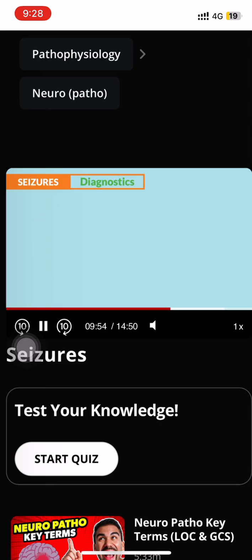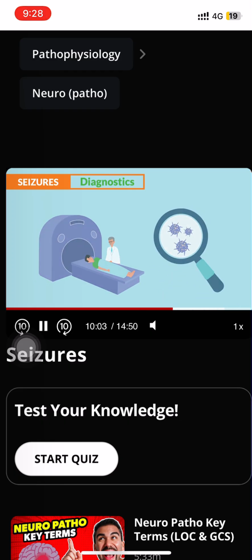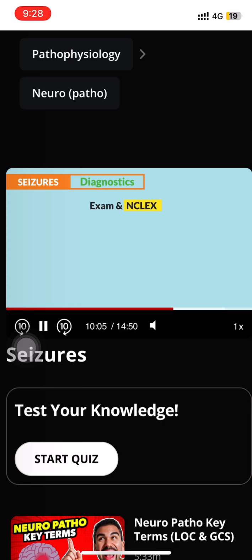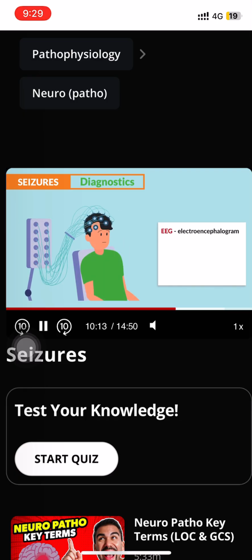Now, as far as diagnostics, we use imaging like an MRI or CT scan to look for abnormalities like tumors or other causes in the brain, but the one to know for exams and on the NCLEX is an EEG, an electroencephalography. Whew, talk about a mouthful. So this assesses the electrical activity inside the brain by placing really sticky electrodes on the scalp.